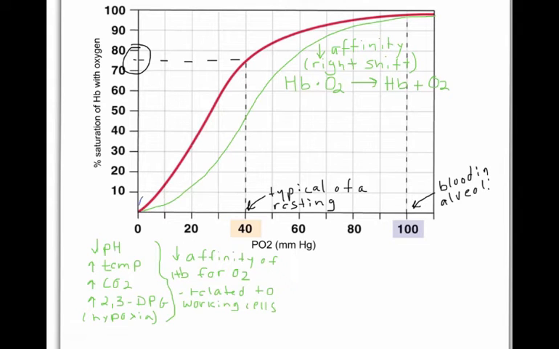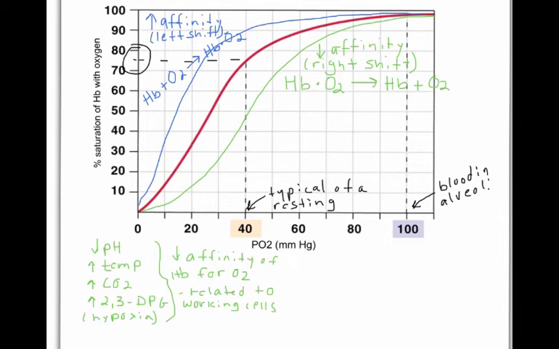And I'm going to draw my increased affinity curve in blue. Can't go above 100% here. So this is increased affinity, which is our left shift. And when we have increased affinity, we have a tendency for hemoglobin plus oxygen to form oxyhemoglobin. And so what causes increased affinity?